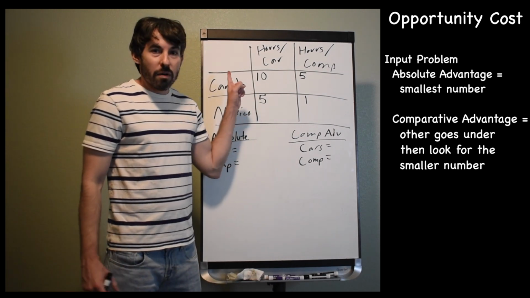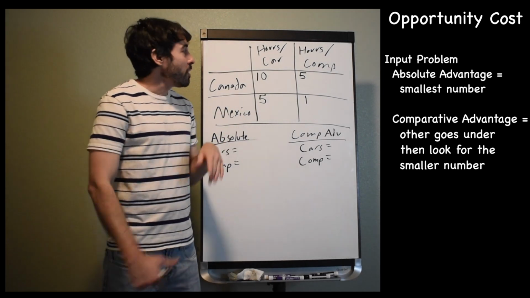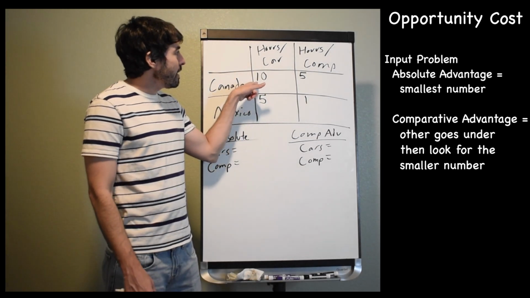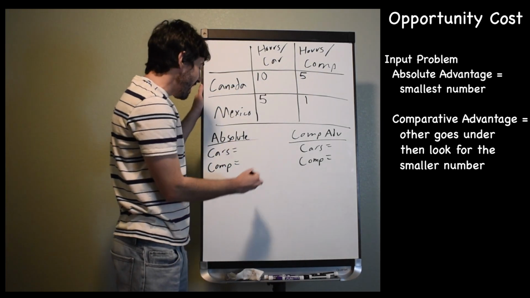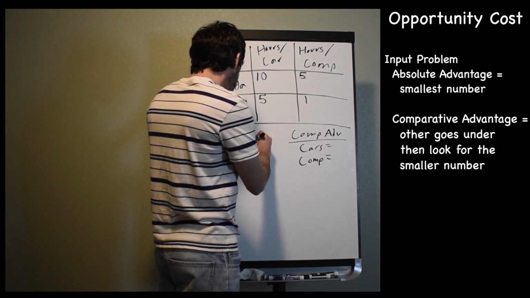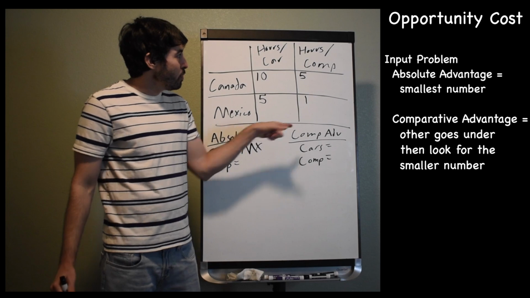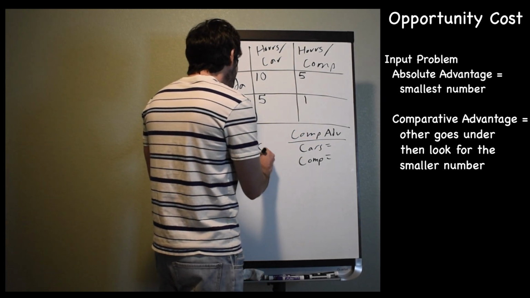So, when it's an input problem, you're looking for absolute advantage, you're looking for the lowest number actually. Because if it takes Canada 10 hours to make 1 car and Mexico 5, Mexico's better at it because 5 hours is a shorter amount of time than 10. So, Mexico is better at making these cars. Computers, 1 is smaller than 5. Mexico has the absolute advantage in producing both goods.